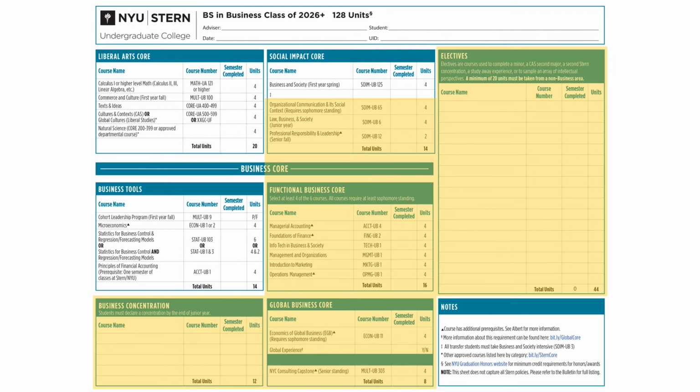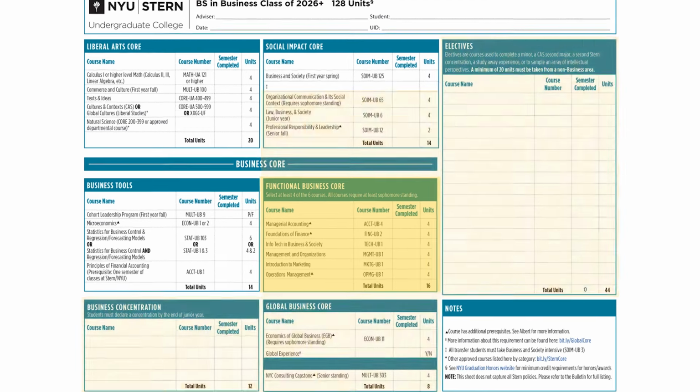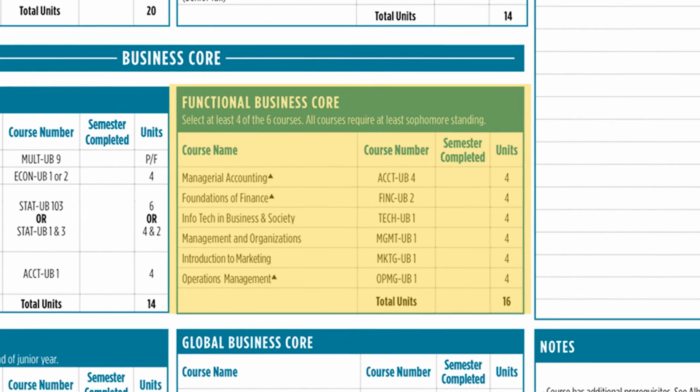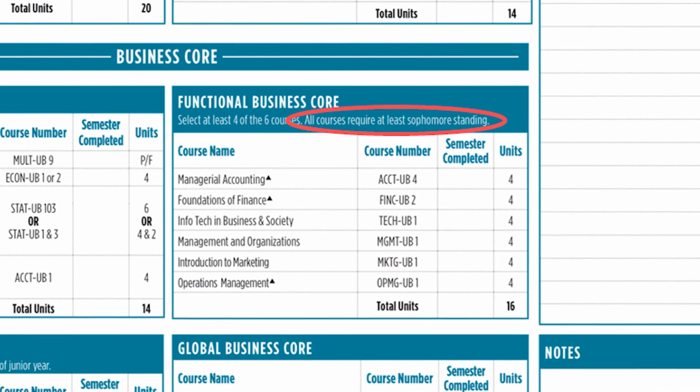And that brings us to the end. I've covered all classes you can take in freshman year. The other classes in the worksheet, like Social Impact and Functional Business Core, are available only to sophomores and above. There could be some exceptions to Functional Business Core, though. Notice how it says at least sophomore standing.